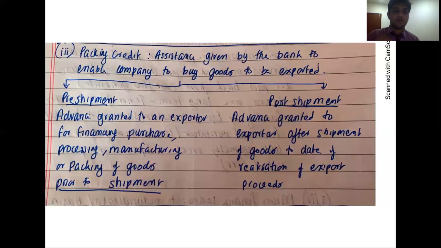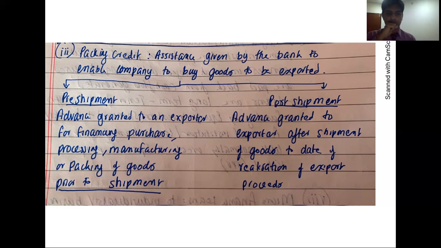Next one is packing credit. What is packing credit? Suppose I am an exporter. I manufacture goods and export. Normal export takes a lot of time. It takes time for transit, and then after that it takes time for realization. So I need funds. For this, the bank provides two types of facilities. One is a pre-shipment facility and one is a post-shipment facility.